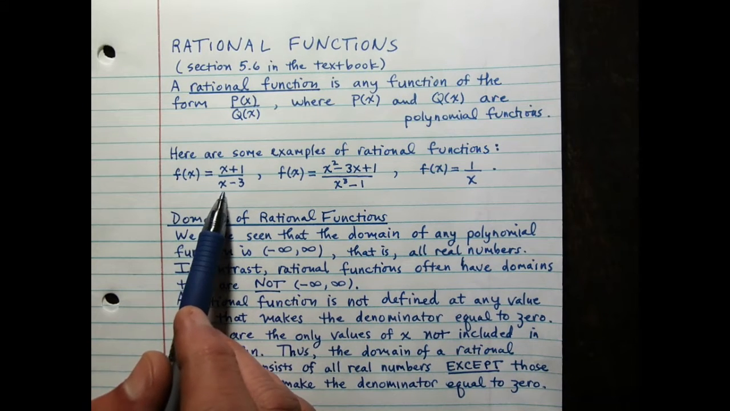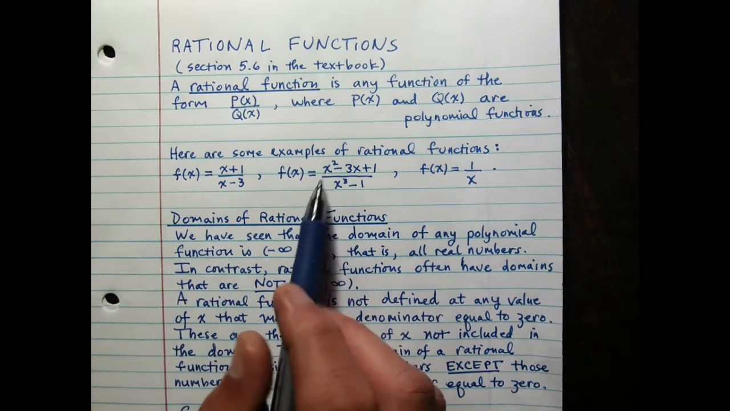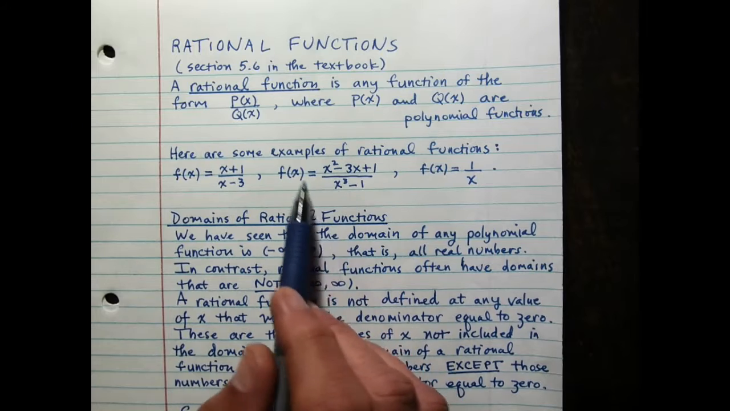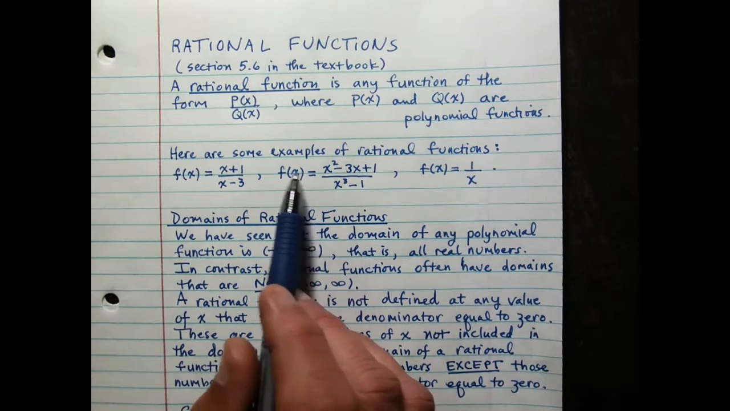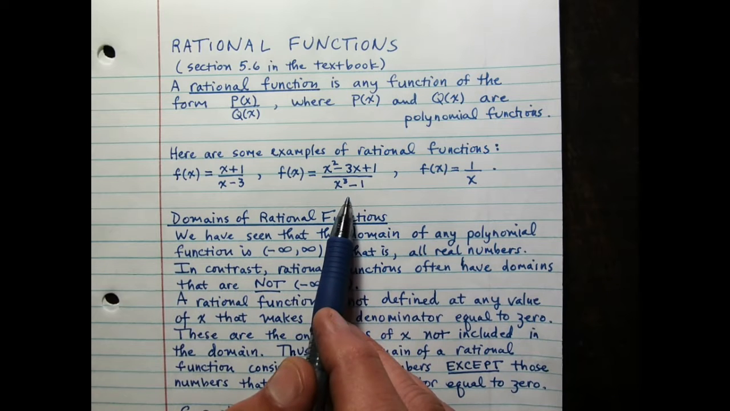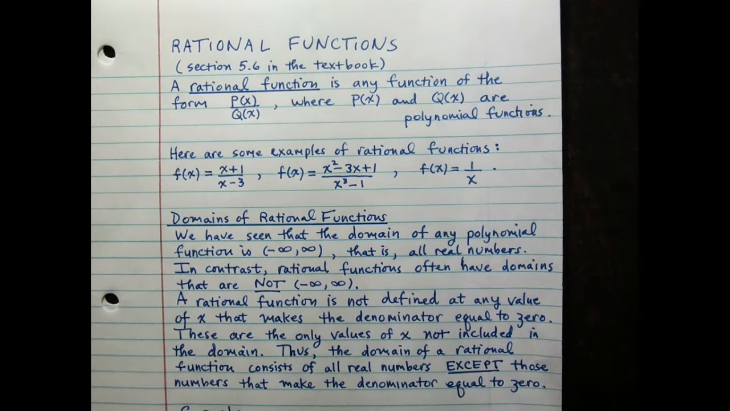So in these examples, for this first example, we would say the domain consists of all real numbers except 3, right? Because 3 makes the denominator 0. For the second example, the only number that makes that denominator equal to 0 is 1. So the domain consists of all real numbers except x equals 1. And in the third example, the domain is all real numbers except x equals 0.